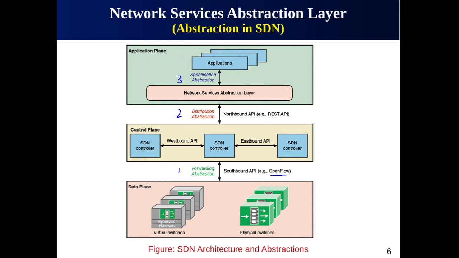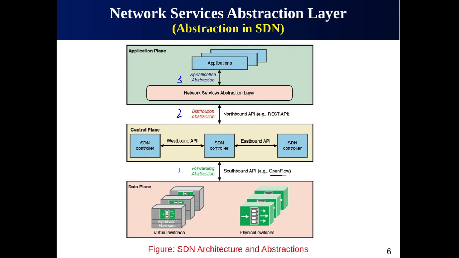Finally, we have the specification abstraction. As I just mentioned, the distribution abstraction provides a global, logical view of the network. You will see that there exists a single centralized controller rather than distributed controllers, although there is more than one distributed controller. You will see only a single centralized controller, even if multiple cooperating controllers are used. So that was the functionality of the distribution abstraction.